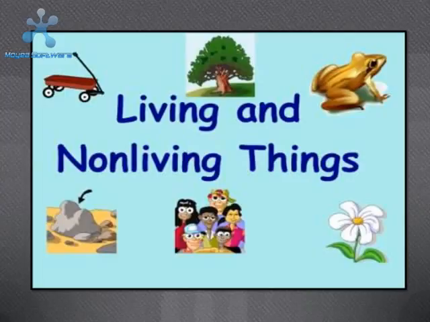The things we see around us can be divided into two groups, living and non-living. Here in this picture, we can observe the examples of living and non-living things. Tree, frog, flowers, family are examples of living things. Rocks and cart are examples of non-living things. How can we differentiate them? That is our today's topic to discuss.